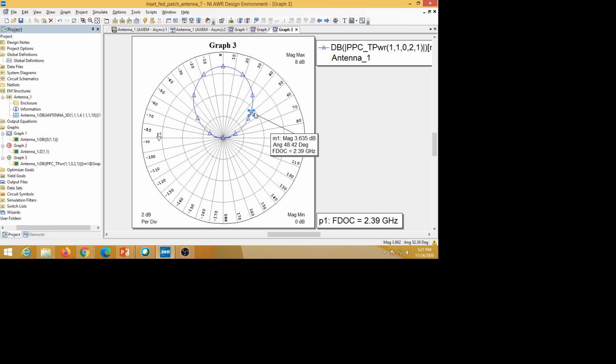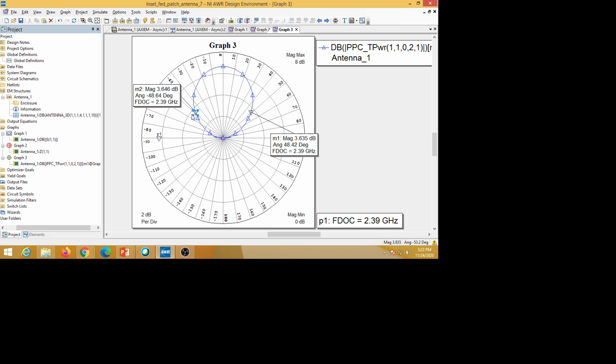Because it is in decibels, 3 dB down from the maximum is the half power point. So in which direction is that half power point? At 48 degree. Okay, similarly, let me add one more marker here, on that side also. 3.6 here. See, 3.6. Here, 3 dB down from the maximum value, it is minus 48 degree; it is a plus 48.